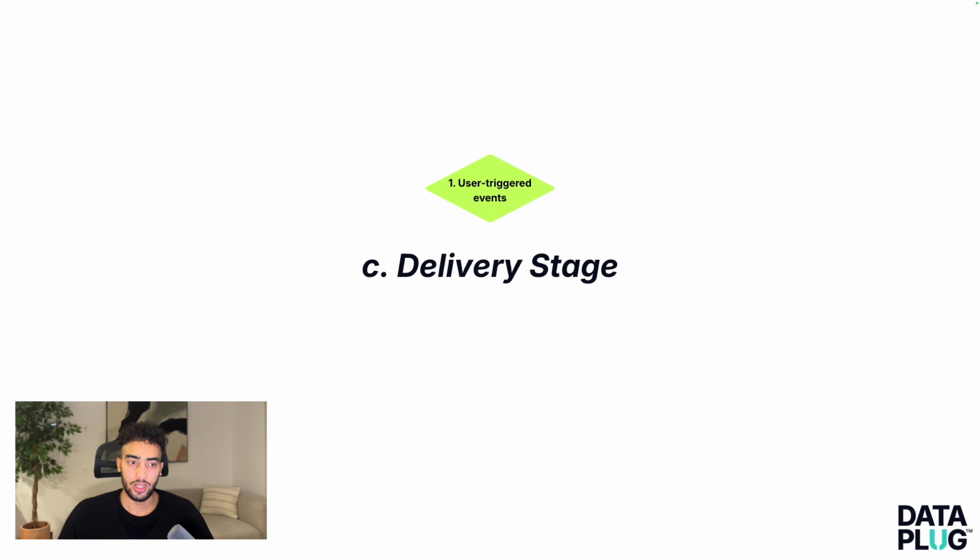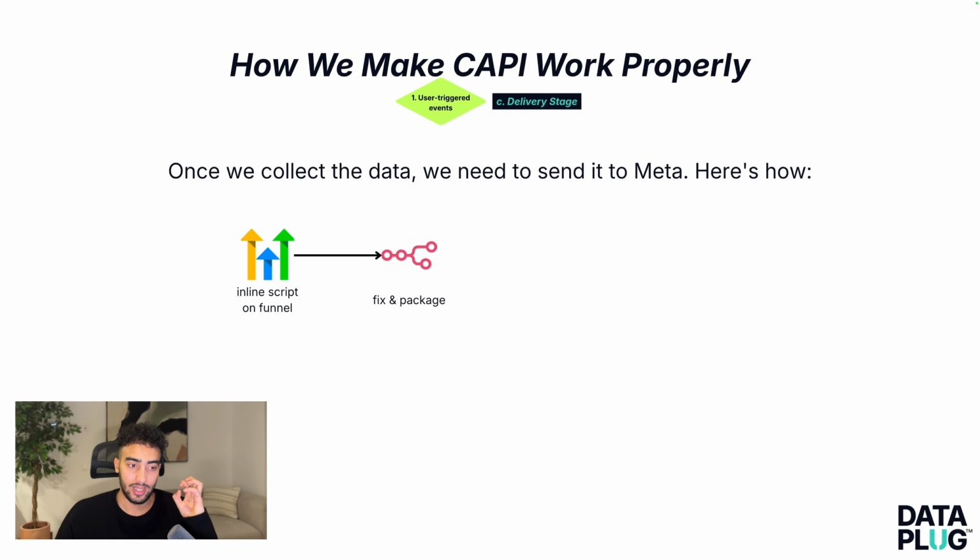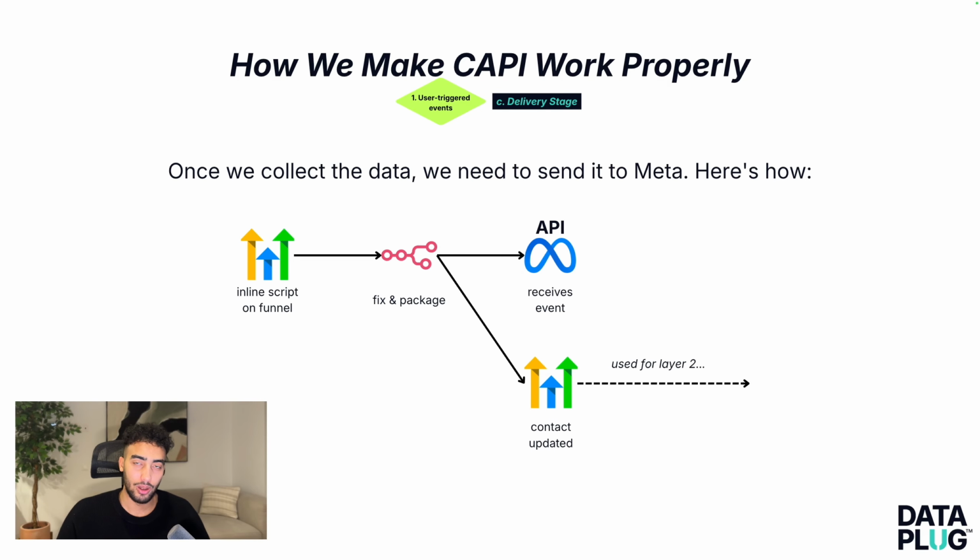Next is the delivery stage. What do we do with this data? So once we collect it, we actually need to send it to Meta. Here's how it works. So we have the inline script on the funnel, it gets the data. We send it through a webhook to n8n to fix the data, package it, get bots out, all of that.